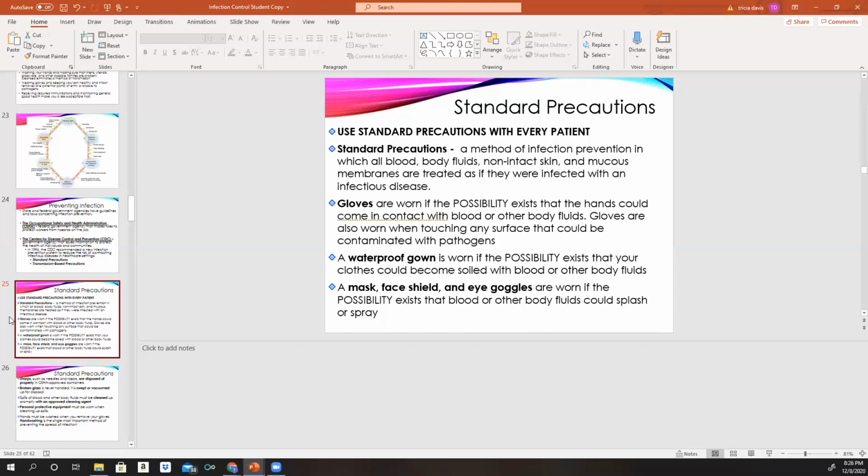So right now, nursing people are wearing N95 masks, a face shield, and gowns and gloves when they go in any room for a COVID patient. Okay, so that is what they wear. They wear every single thing that I just told you every time they go into a room to take care of a COVID patient.